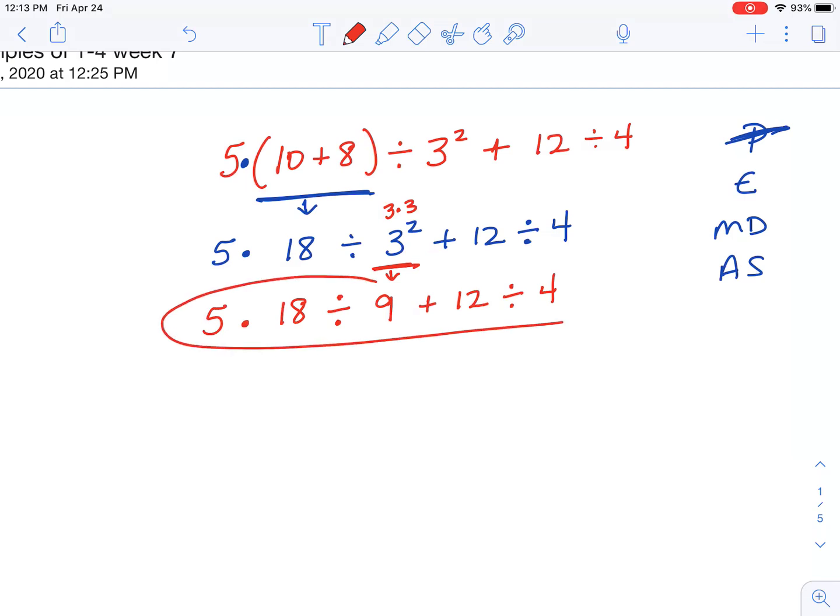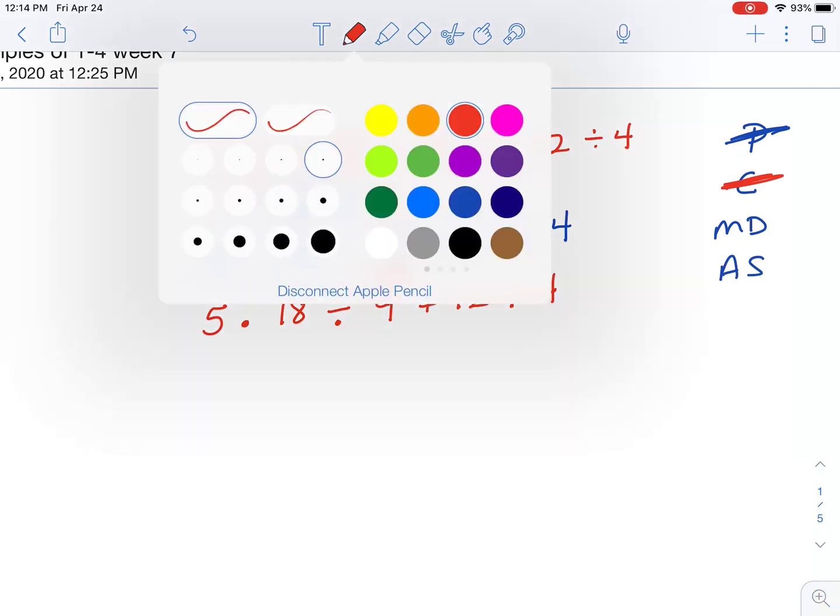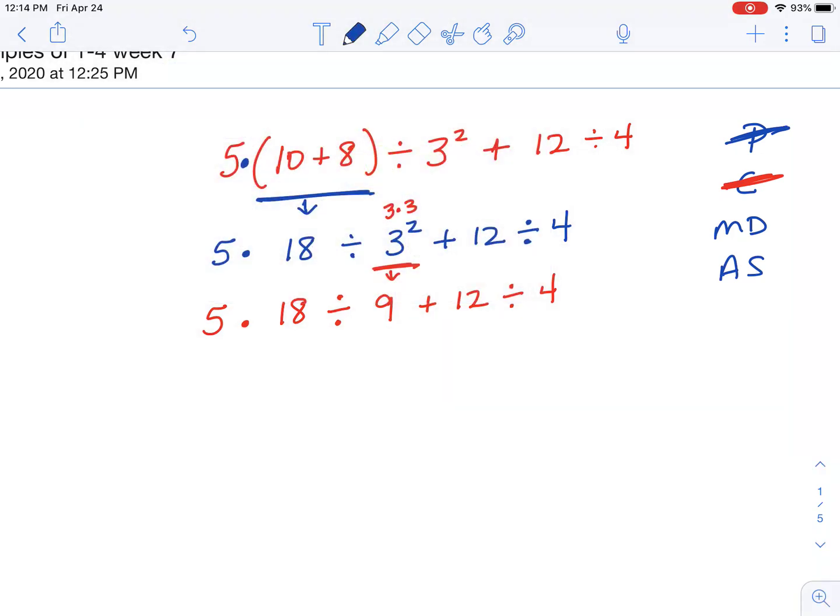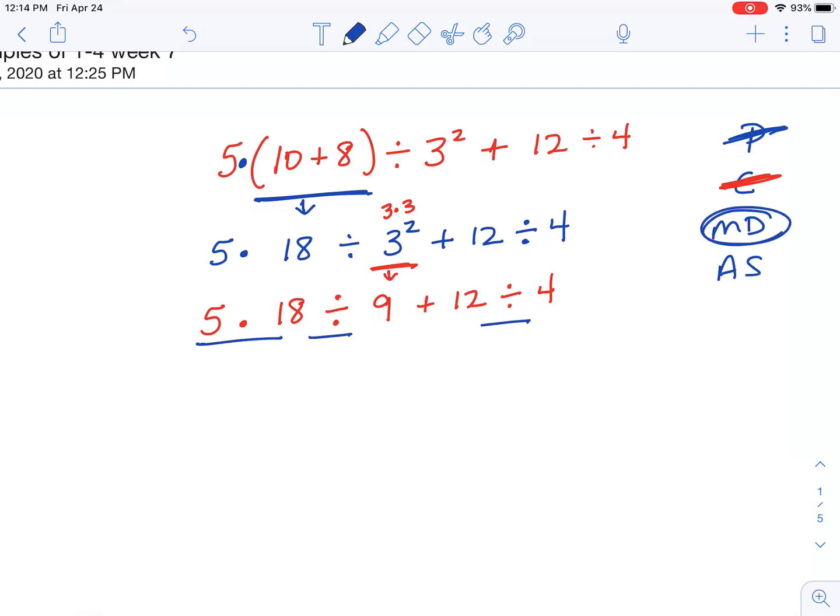And now I look at this problem. And I say, do I have any more exponents? And the answer is no, I do not. So I'm done with exponents. So now I ask, do I have any multiplication or division? I've got multiplication, division, division. And remember, when you've got more than one of these, you go from left to right. So that's exactly what we're going to do. Just like you would read a sentence, we're going to go left to right.